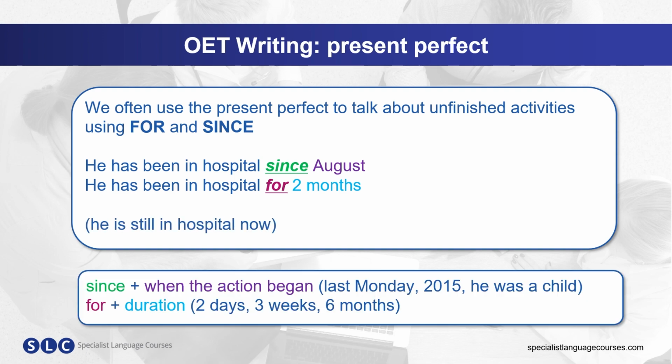We use since and when the action began. For example, since last Monday, 2015, he was a child. And we use for and the duration. For example, for 2 days, 3 weeks, 6 months.